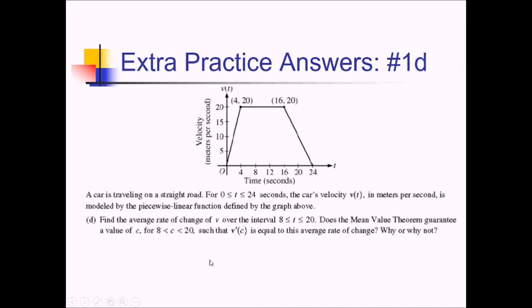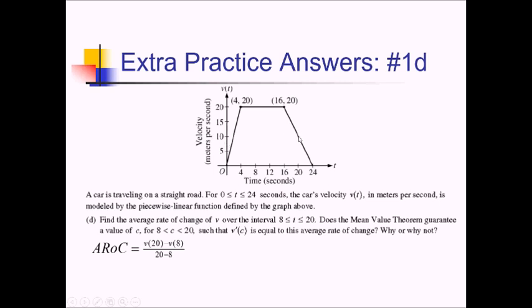For this last part of the problem, they want the average rate of change of v on the interval from 8 to 20. So let's do that, and then we'll tackle the next part of this question. That's going to be v of 20 minus v of 8 all over 20 minus 8 for the general setup. For v of 20, that's the velocity at time 20 here. Now that looks to be about 10.